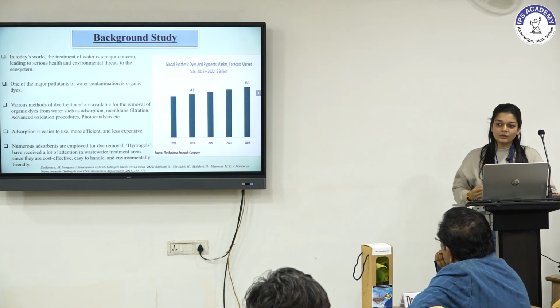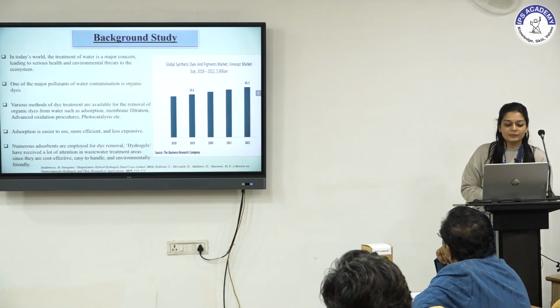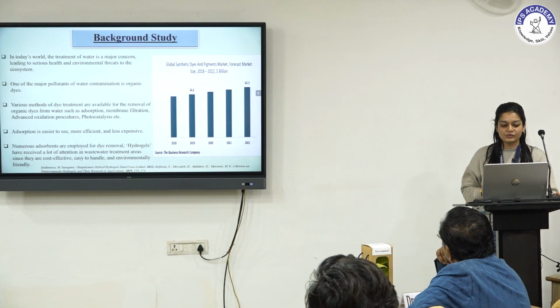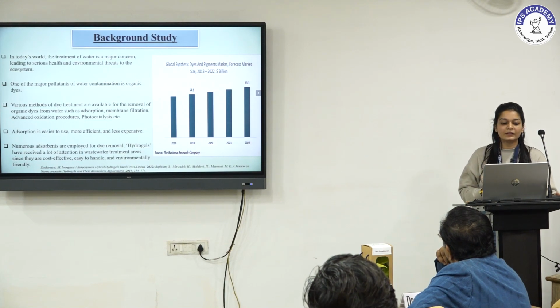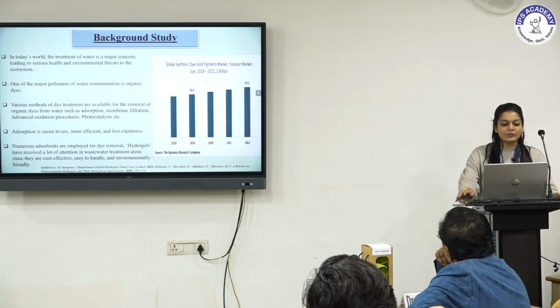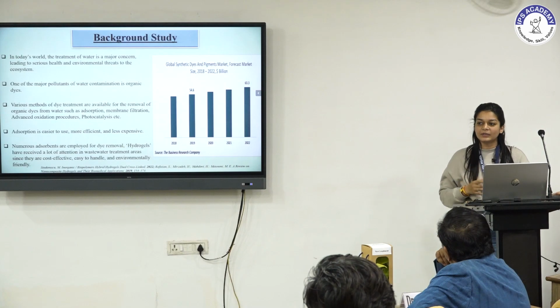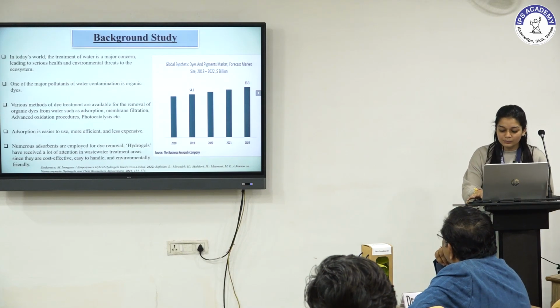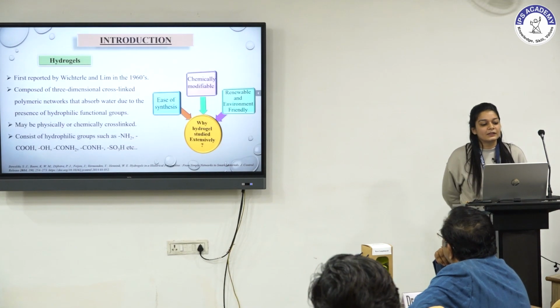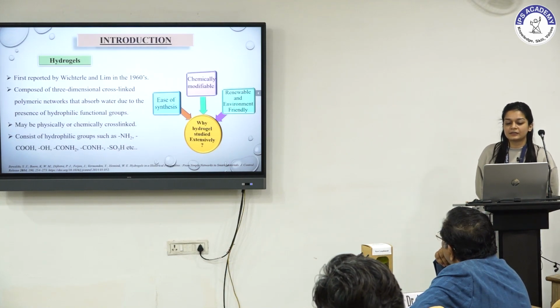A variety of adsorbents are also available in the market, but we are focusing on hydrogel because it has received a lot of attention in the wastewater research area, because it is cost effective, easy to handle, and environment friendly also. So moving towards the introduction. Hydrogels were first reported by Wichterle in the 1960s.